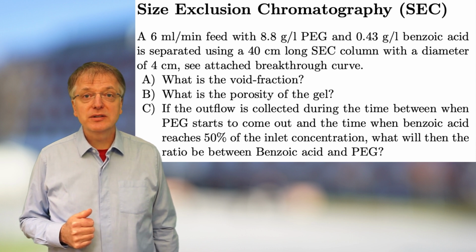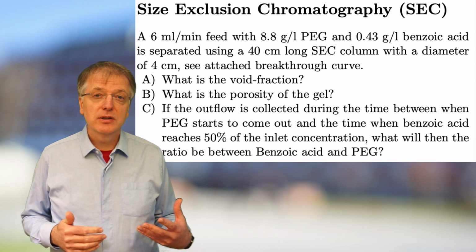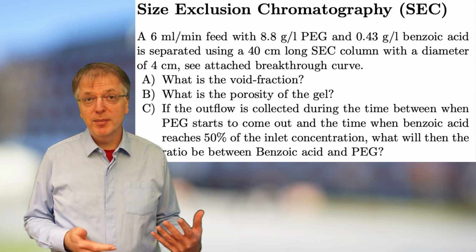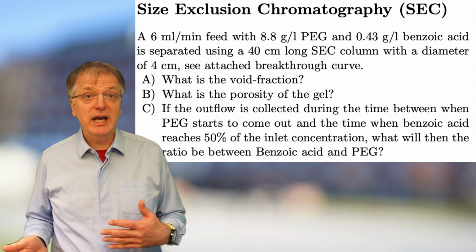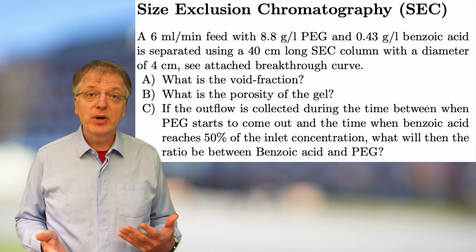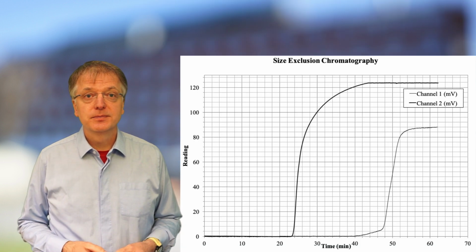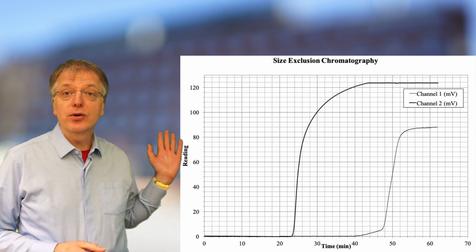B. What is the porosity of the gel? And C. If the outflow is collected during the time between when PEG starts to come out and when the time benzoic acid reaches 50% of the inlet concentration, what will then the ratio between benzoic acid and PEG be in the outlet? So these are the breakthrough curves.